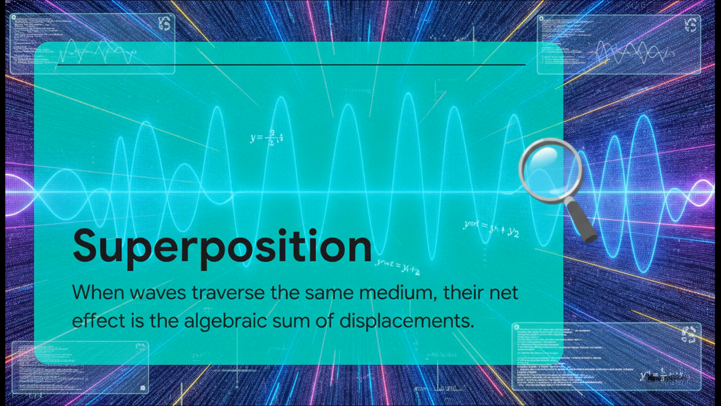When several waves traverse the same medium, their net effect is simply the algebraic sum of their individual displacements. You literally just add them together mathematically. If one wave pulls the string up 2 millimeters and another pulls it down 1 millimeter, the net displacement is simply up 1 millimeter. That's it.